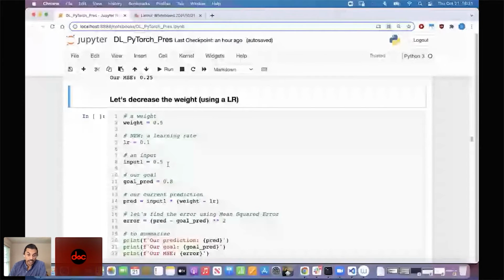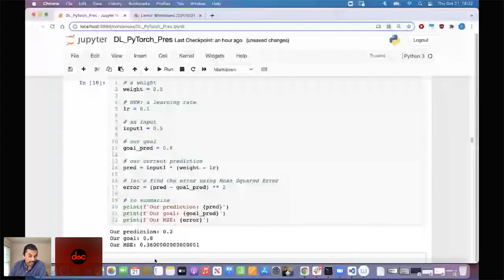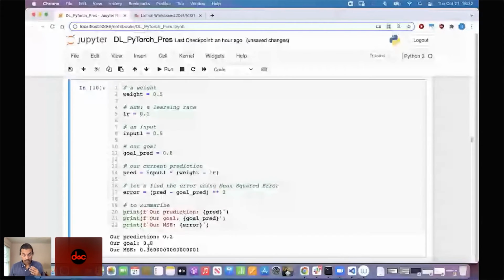Okay, we're getting further away, right? I think you guys can see that our prediction is now 0.2, which is less than what we had in our initial 0.25. We're getting further away, and our error went up. So what I'm trying to show you guys here is one way to calculate, hey, what is the best weight that I need to use?